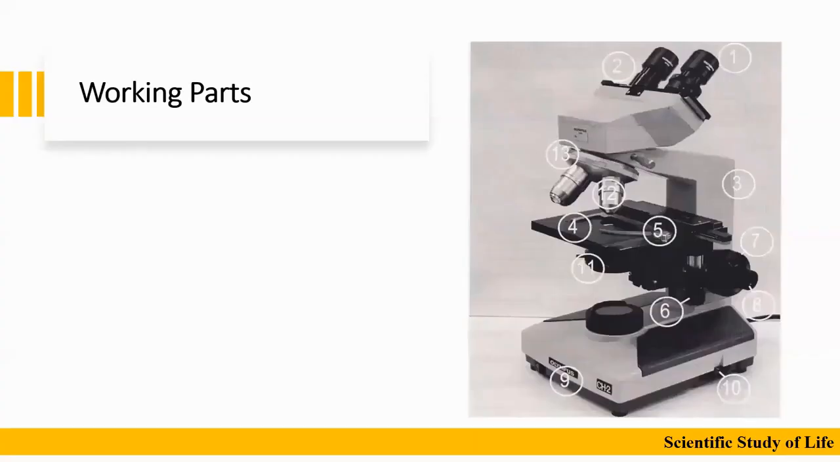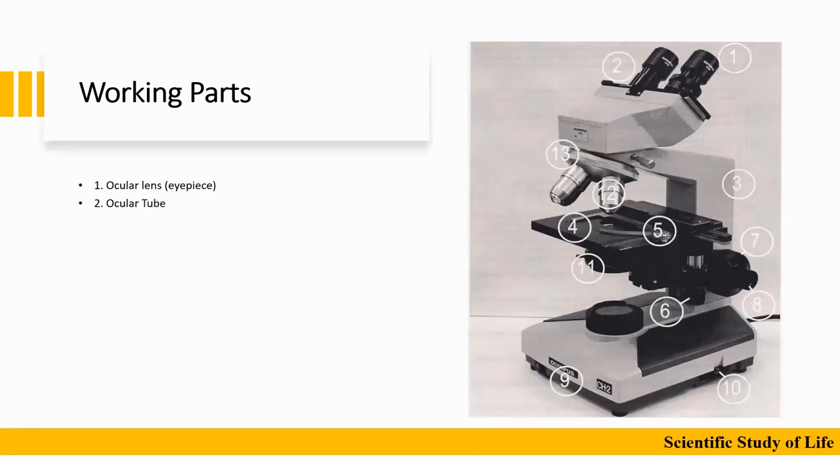This is the microscope, and we would go through the parts of the microscope. So the first one, indicated by number one, is referred to as the ocular lens or the eyepiece, and it is what the scientists see through to view the magnified specimen.